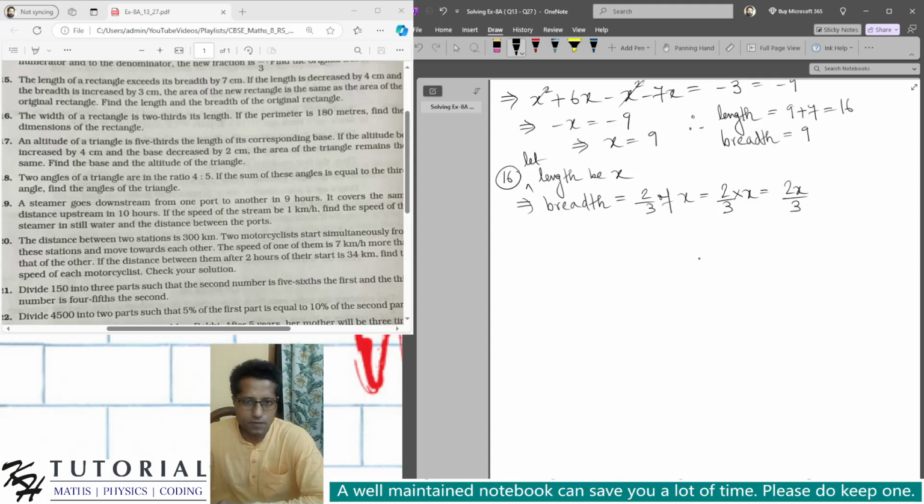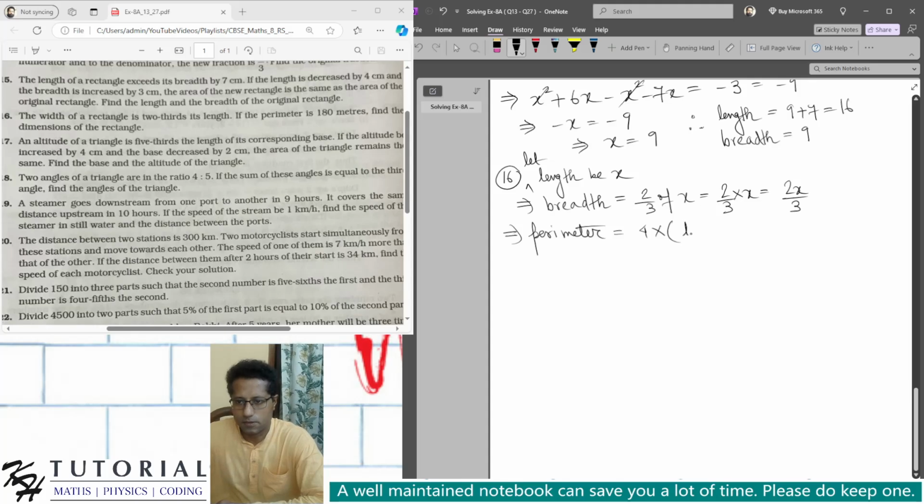Okay. Now if the perimeter is 180 meters, find the dimensions of the rectangle. So this implies perimeter of the rectangle is, we know, 2 into length plus breadth.